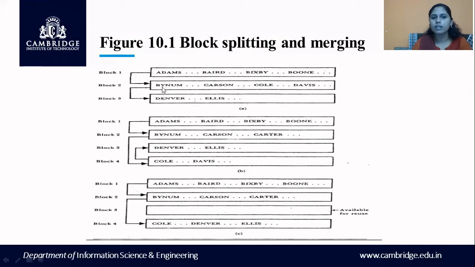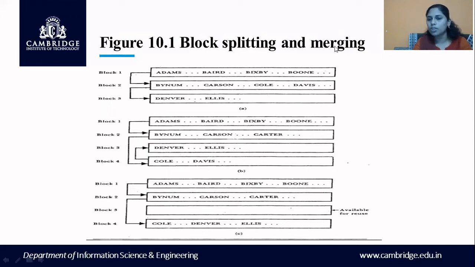You can see there is another block, block number 2, with 4 records. In block number 3, there are only 2 records. Here we are going to study block splitting and merging. When do we have to split the block? When addition of a record into the block causes an overflow condition, we need to split the block.